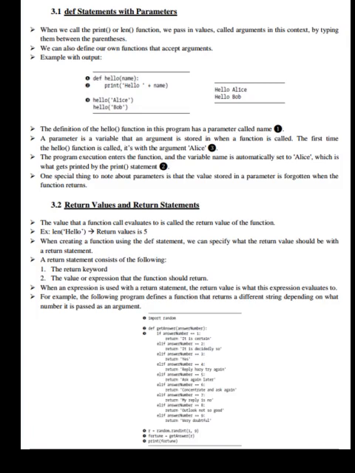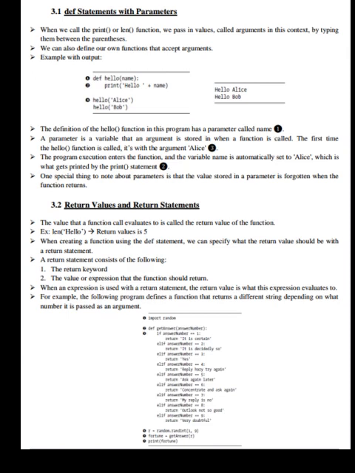Now let us see def statements with parameters. When we call the print or len function, we pass in values called arguments in this context by typing them between the parentheses. We can also define our own functions that accept arguments. Example with output is as follows. The definition of the hello function in this program has a parameter called name. A parameter is a variable that an argument is stored in when a function is called.